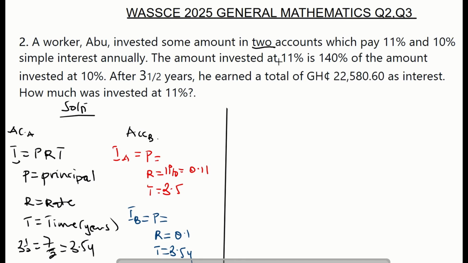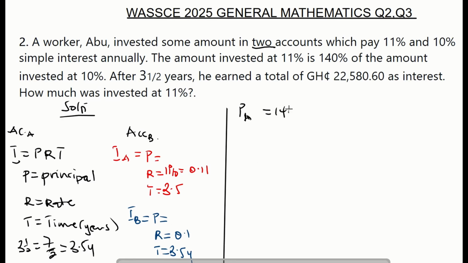But let's look at the amount invested. The amount invested at 11% is the first one, which is the principal for A. It is equal to 140% of the amount invested at 10%, and the 10% is account B.